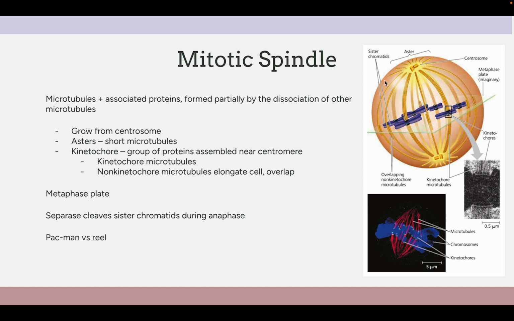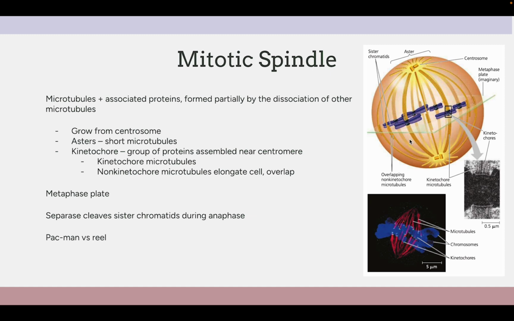And they're growing from the centrosome, and then we've got our asters here, which are these short microtubules that look like a star. And then kinetochores, we have them right here. And the microtubules that attach to the kinetochores are called kinetochore microtubules, whereas these other ones that are just kind of pushing the cell to be longer are non-kinetochore microtubules, and they overlap.